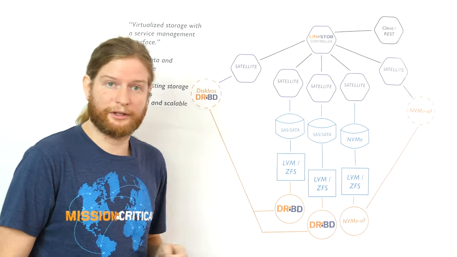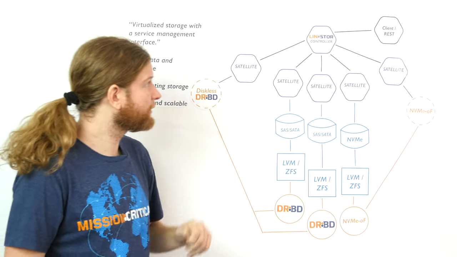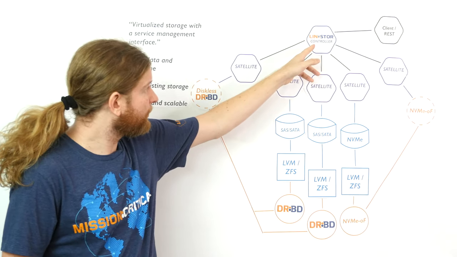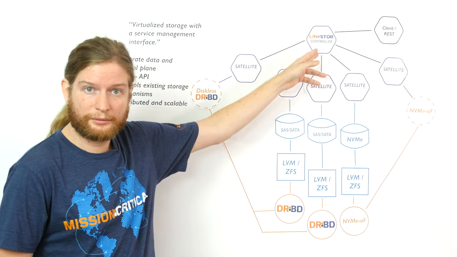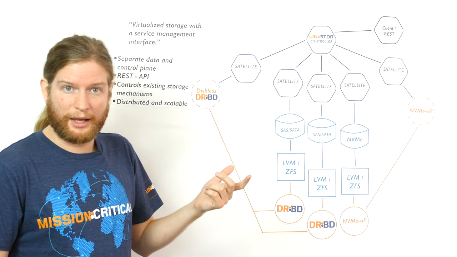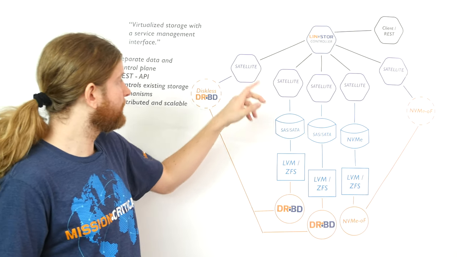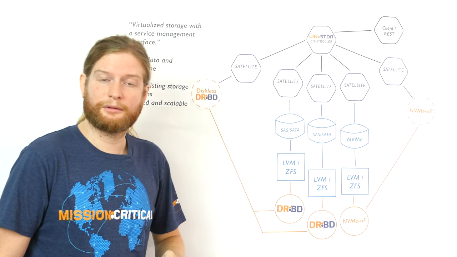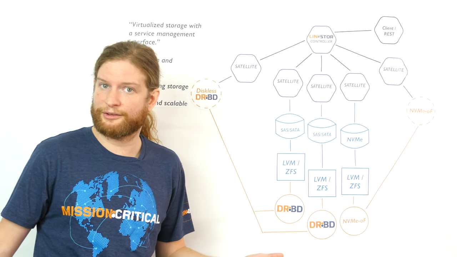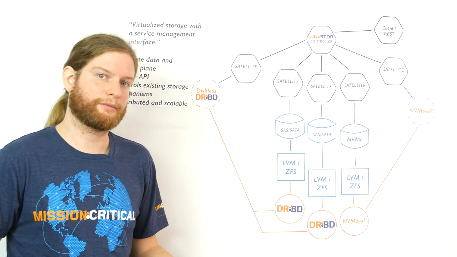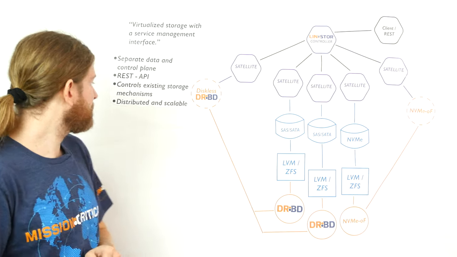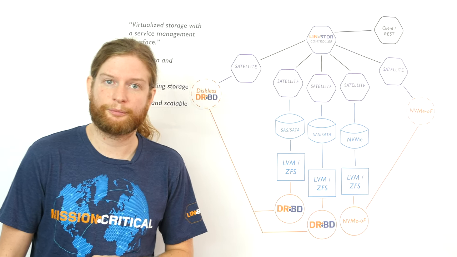So we have a client that uses the REST interface. We have a controller that uses the REST interface. And what we're using here is LINSTOR, the LINSTOR controller. This is what we talk to when we want that service management interface. And this controller talks to what we call satellites. A satellite, we can think of it as a node, but what it really is, is an agent running on a node. And that agent controls existing storage mechanisms in Linux.